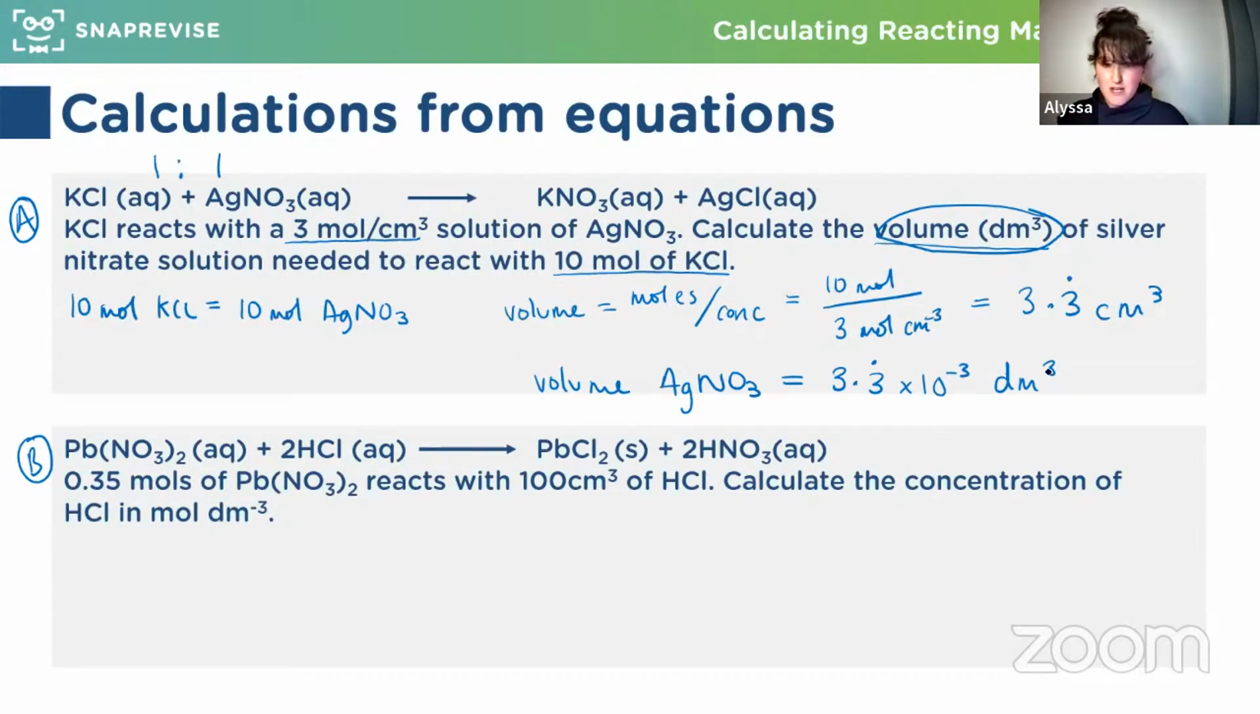Okay, part B then. We've also got someone who's given us an answer already, which is fabulous. Let's just whiz through it because I'm already a couple of minutes late. Never mind. 0.35 moles of lead nitrate reacts with 100 centimetres cubed of HCl. Again, I'm underlining my key bits.